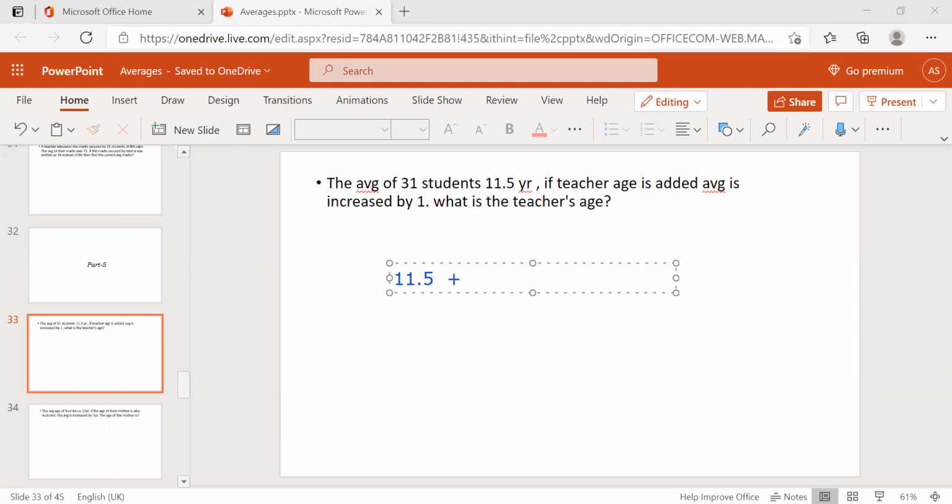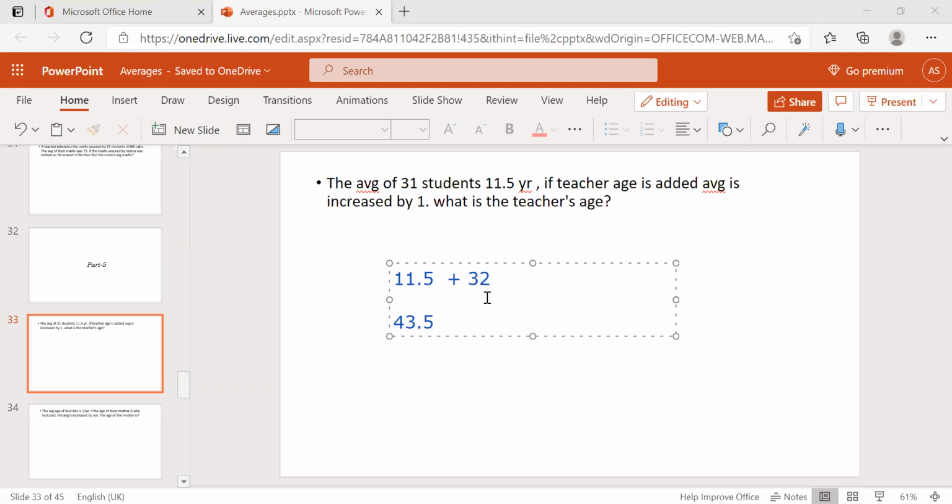So 32 members in total, and 32 into how much is increased? 1 year increased. So 32 into 1 is nothing but 32. Then the teacher's age is 11.5 plus 32, which is 43.5. So 43.5 is the teacher's age.